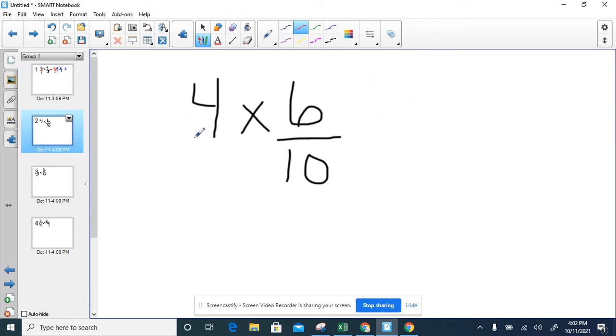So like I said, every whole number has a secret denominator of 1. So we have 4 times 6 equals 24. And our denominator is 1 times 10 is 10.